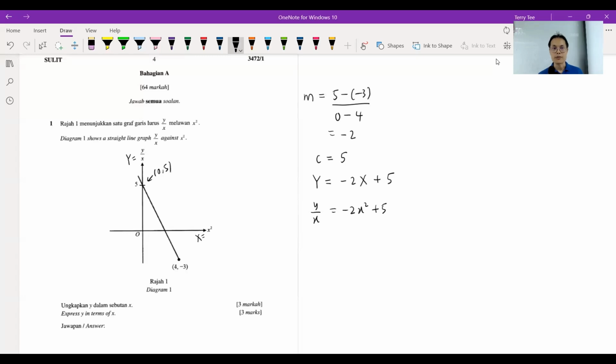So what we want to find is the small y in terms of x. So let's multiply over. This will be -2x cubed plus 5x.